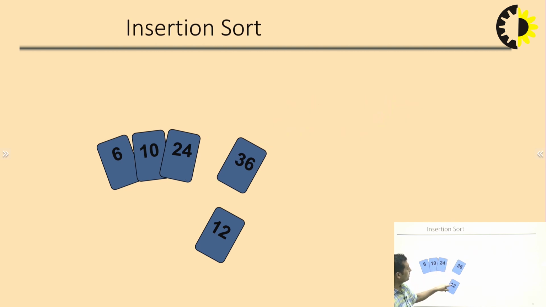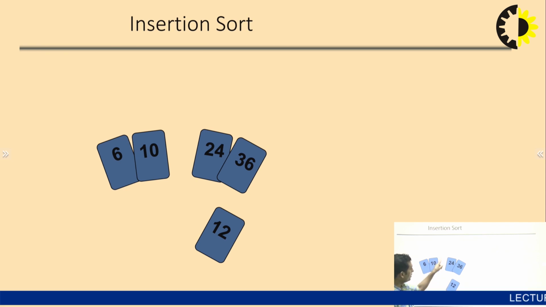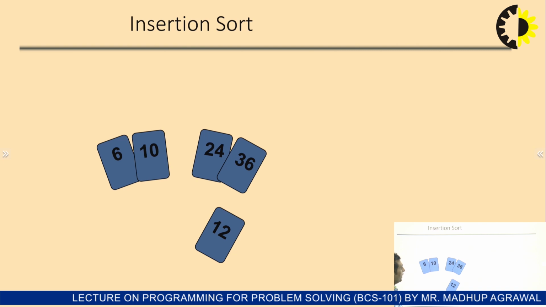Now compare this 12 with the 24. 24 is also greater than 12, so make the place for 12 here. Now compare it with the 10. 10 is less than 12. So the proper position of 12 is here, between 10 and 24. Place the 12 in this position. So the main scenario of insertion sort is this one, just like playing cards.